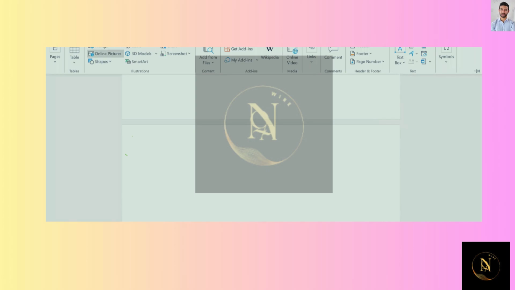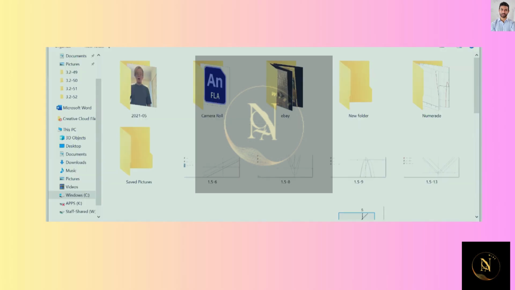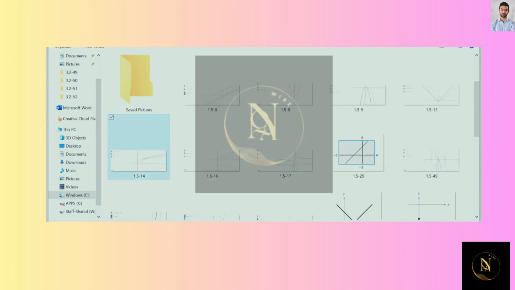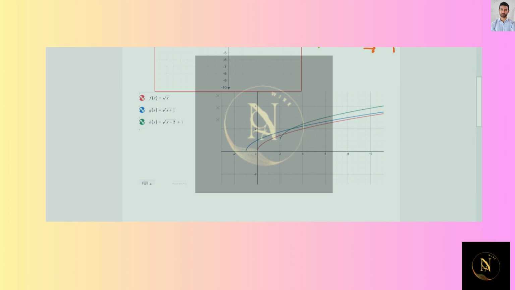We're going to compare these graphs using a graphing tool. And we get this right here. In red, we have f of x equals the square root of x. Right there, 0, 0. In blue, we have g of x equals the square root of x plus 1. Everything moved to the left 1 spot. And then for the last one, we have h of x equals the square root of x minus 2 plus 1. That's our green one. Everything moved to the right 2 units and up 1.